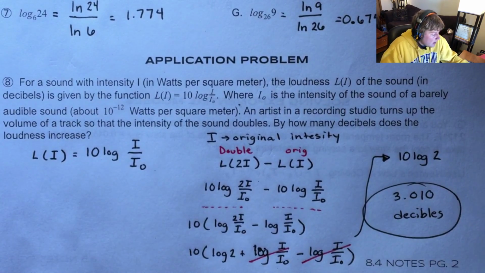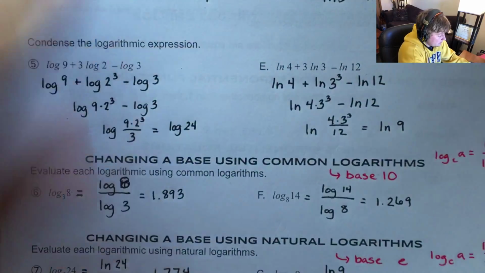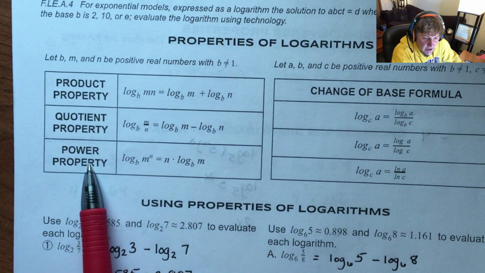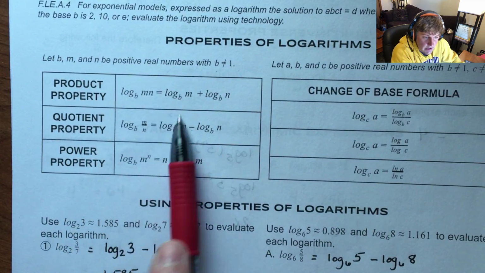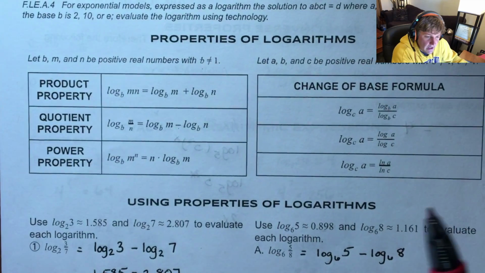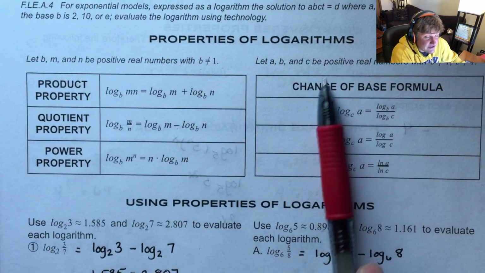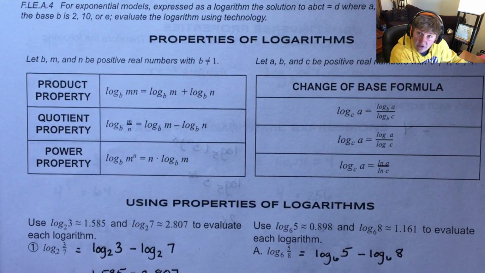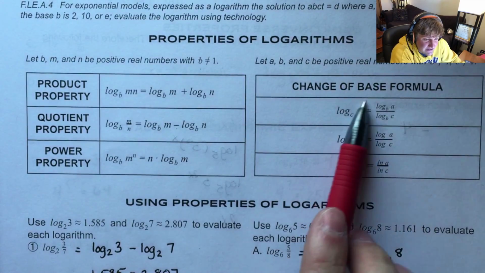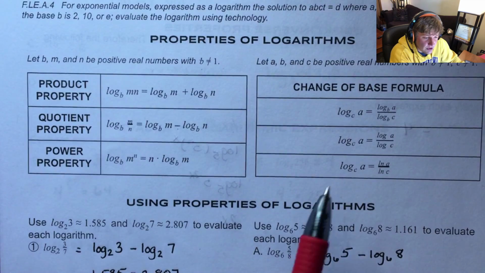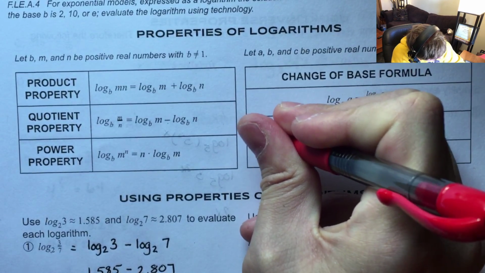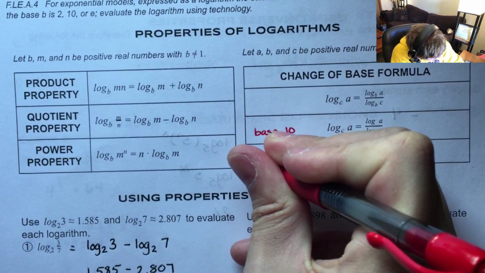Otherwise, as I look back through our learning targets, we need to know how to use the product, quotient, and power properties pretty extensively. We used these a lot in this section. Although this is super important, I have to say the change of base formula is extremely important, because if you ever want to use a calculator to evaluate any of these, a lot of times you're going to have to use the change of base formula, particularly with base 10 and base E. So this is base 10 and this is base E.